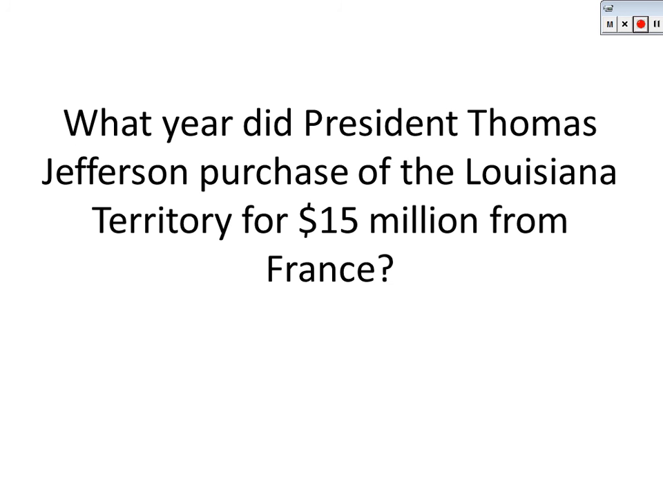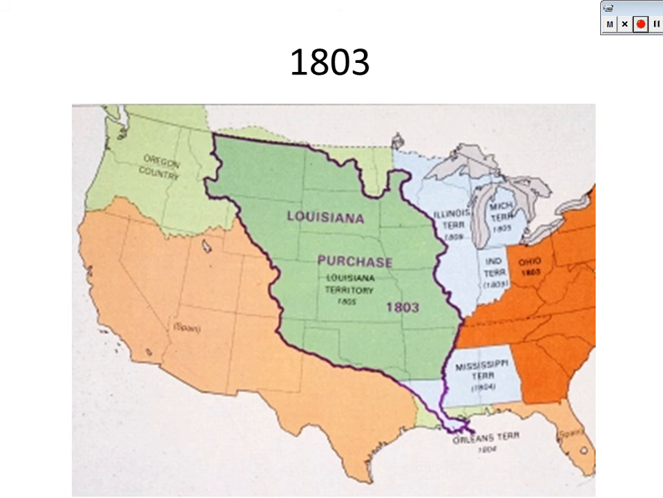What year did President Thomas Jefferson purchase the Louisiana Territory for $15 million from France? Remember, the following year he sends Lewis and Clark. 1803. Now, let's take a look at this map. I know we've talked about this before. There is a chance that you are going to get a Manifest Destiny map.